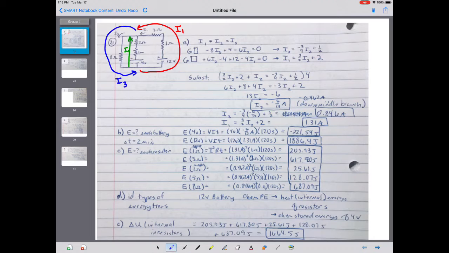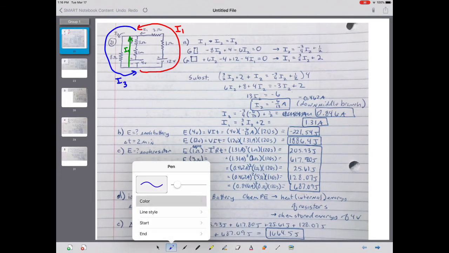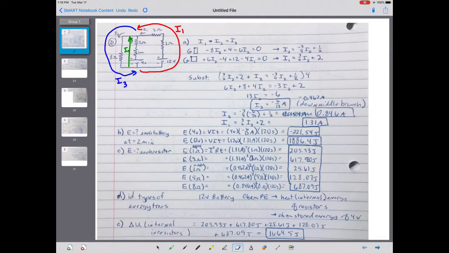Now, if you did not specify your currents the same way, that's no problem. Your math will be a little bit different, but you'll come up with the same answers. I'm going to make sure that that is clear, that that is an I2. So then we've got our 3 currents.